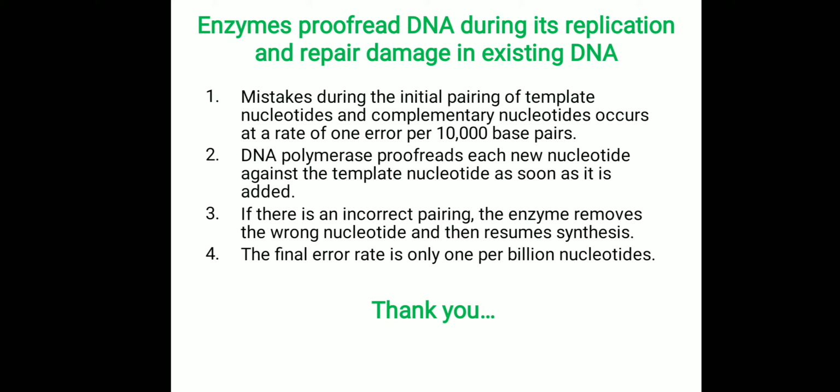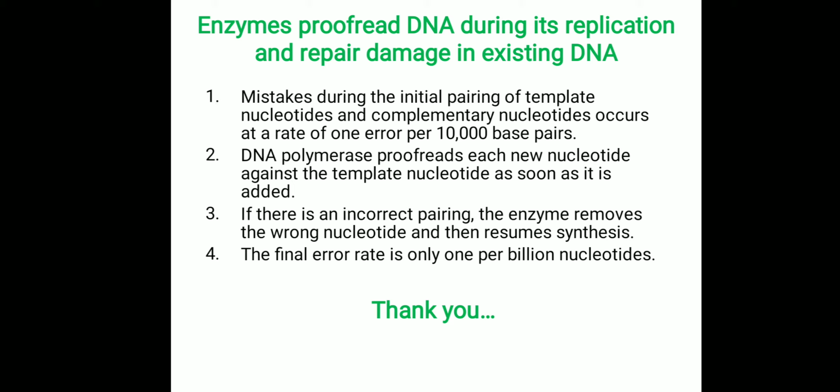Next, some of the enzymes proofread DNA during its replication and repair damage in existing DNA. Mistakes during the initial pairing of template nucleotides and complementary nucleotides occur at a rate of 1 in 10,000 base pairs. DNA polymerase, especially DNA polymerase 1, proofreads each new nucleotide against the template nucleotide as soon as it is added. If there is an incorrect pairing, the enzymes remove the wrong nucleotide and then resume synthesis. The final error rate is only 1 per 1 billion nucleotide base pairs.